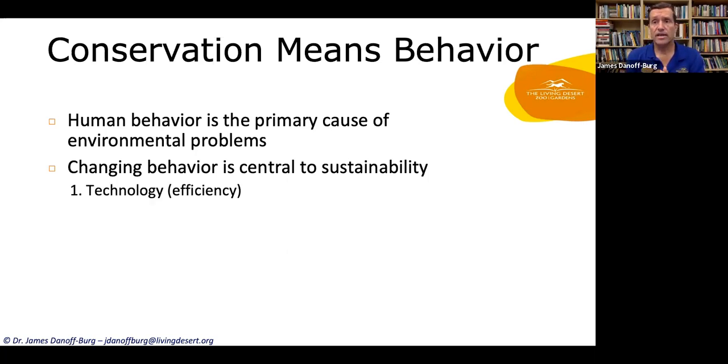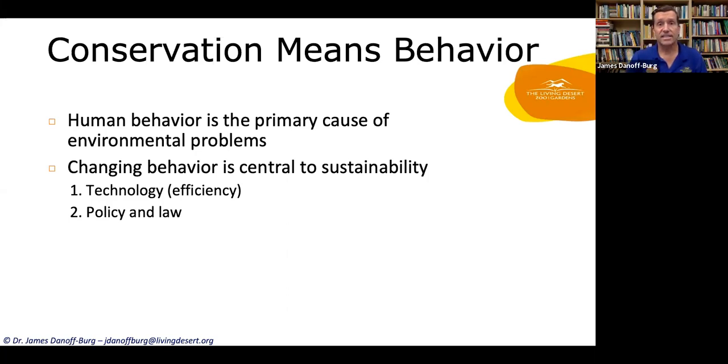We can change that behavior in, I'll say, four ways. First is through improving the technological efficiency of something. We grow more crops per unit area with better technology in whatever form, right? That's one way to lead to behavior change. Give people a more efficient technology.